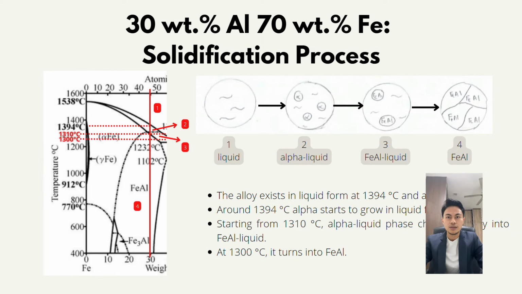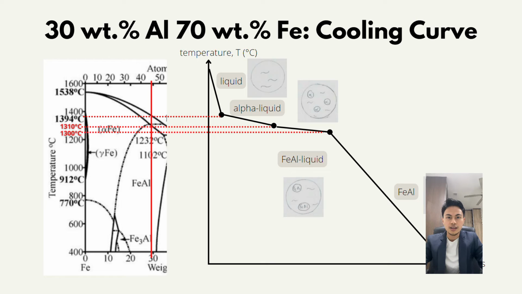This process continues until the temperature reaches 1310 degrees Celsius. As this happens, we can notice in the microstructure that the alpha liquid phase changes slowly into FeAl liquid form. At last, when it reaches 1300 degrees Celsius, the phase will form completely into FeAl structure. On the next slide, there's a cooling curve that we can relate to the explanation that I've described for the previous slide.